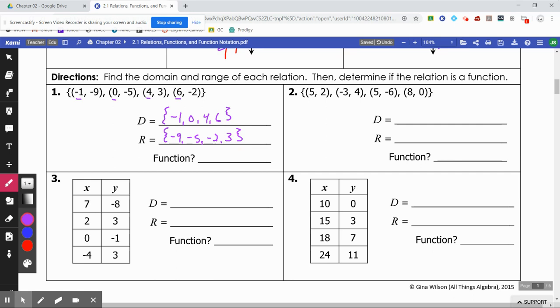Now to see if something is a function or not, let's look at our x values. If there's any x value that repeats, that's paired with more than one y value, then it is not a function. So yes, this would be a function.